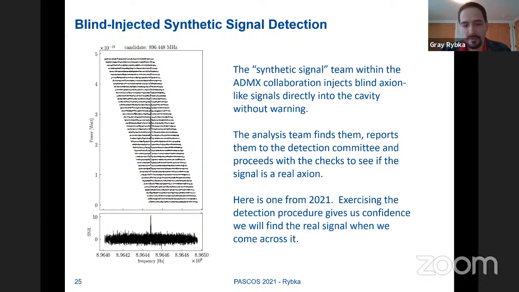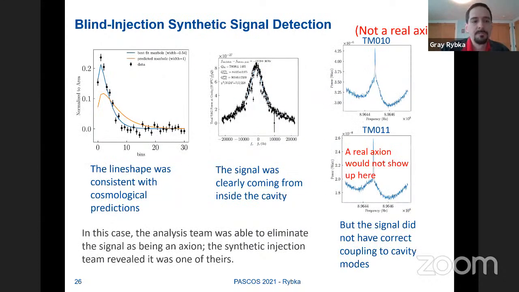If you add it all up, there's a huge signal to noise of 10, and this is something that would be, I believe, a few times DFSZ axion is what would make this signal. And so we got very excited when we came across this, and we were able to exercise all of our dark matter detection tests. There on the left, we're checking, is the line shape consistent with cosmological predictions.